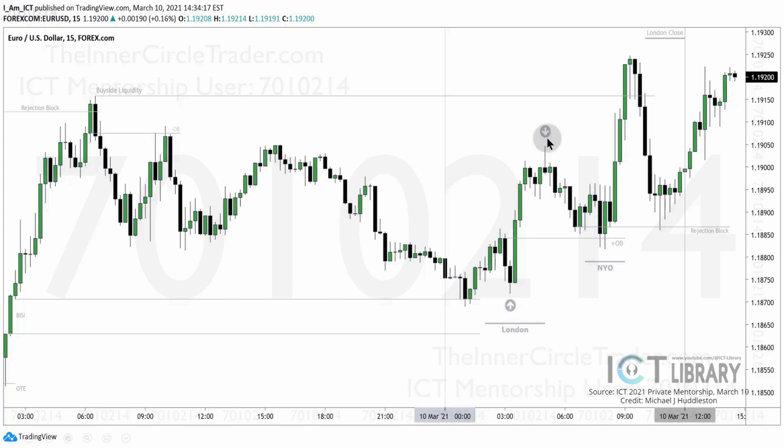London creates the low, rallies up, optimal trade entry in New York open, runs above this old high, trades back down one more time into a rejection block. Okay, this low gets swept by this one, extending in time. Here we go, rallies from there.